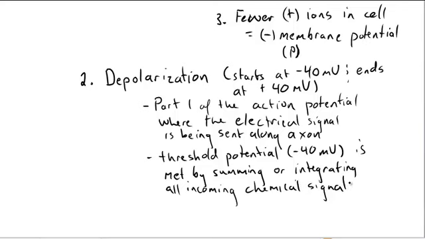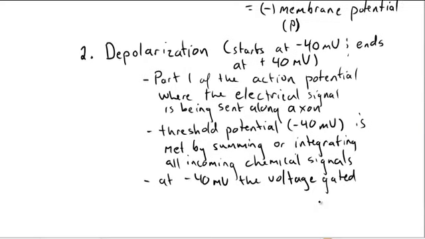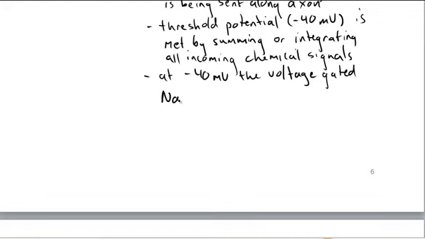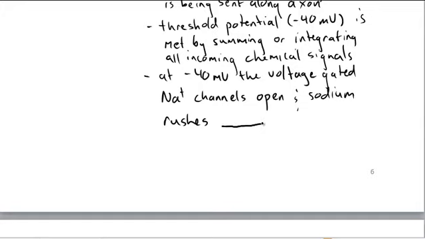And next day we'll talk about the nature of the chemical signals. At negative 40 millivolts, the voltage gated sodium channels open as we discussed above, and sodium rushes into the cell. Which way is it going to go?